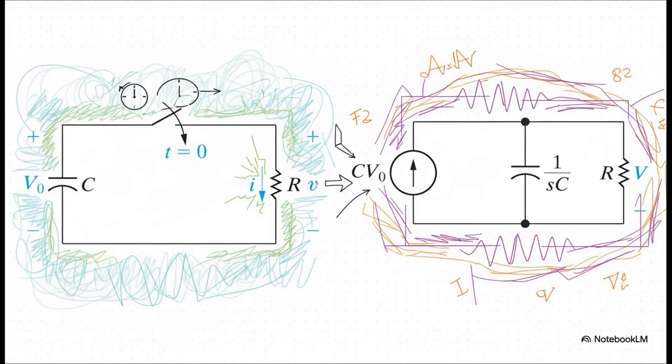Let's actually see it in action. On the left, a standard RC circuit. We close that switch, and we get that classic exponential response. Now look at the right. That's the same circuit, but in the S domain. The capacitor C has become an impedance, 1 over SC, and its initial voltage is now just a simple voltage source in series. The whole problem just looks so much cleaner, doesn't it?